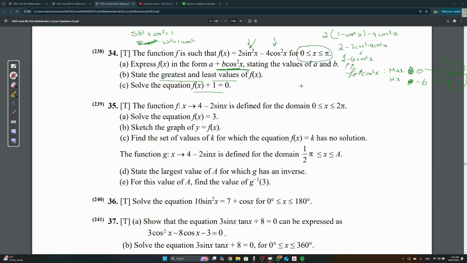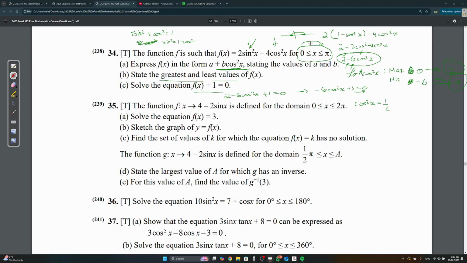Solve the equation f of x plus 1 equals 0. What's our equation? 2 minus 6 cosine squared x. So 2 minus 6 cosine squared x plus 1 is equal to 0. 2 plus 1, 3. So you're going to get minus 6 cosine squared x plus 3 equals 0. Take 3 to the other side. You're going to get cosine squared x is equal to 1 over 2, after doing negative 3 divided by negative 6. Now we're going in between 0 and pi. In between here and here.